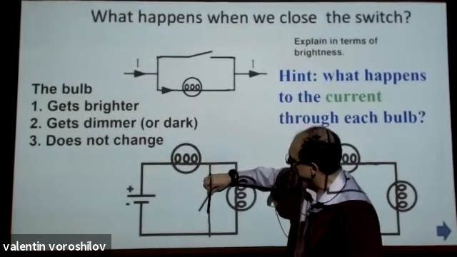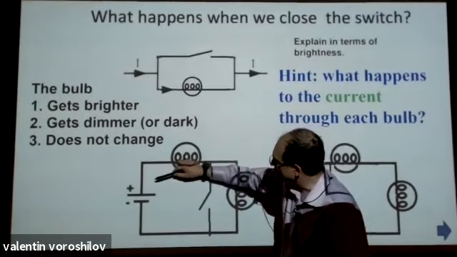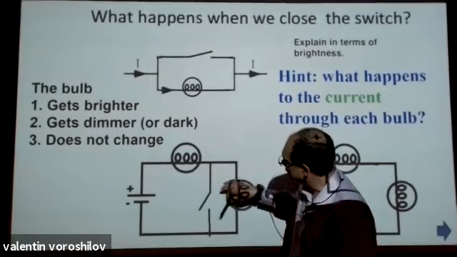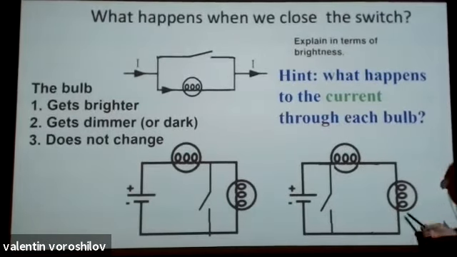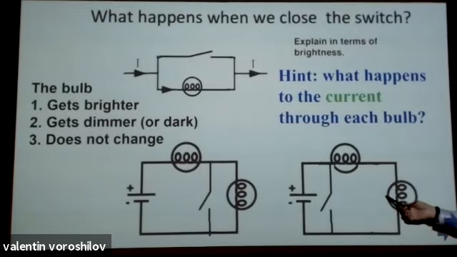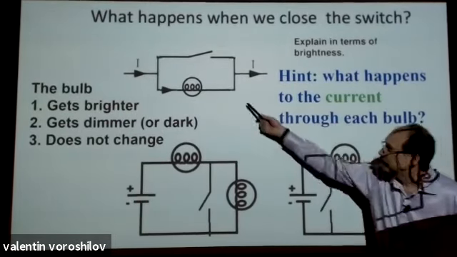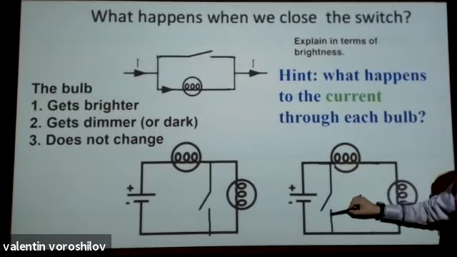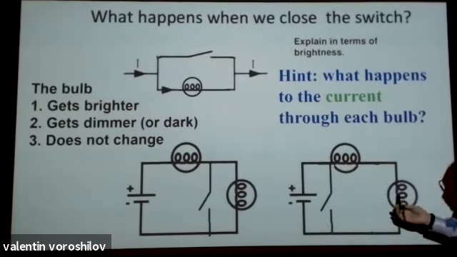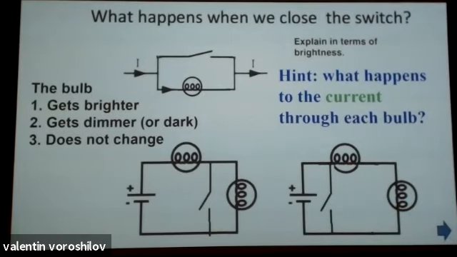If I close the switch here, what's happening? Now all electric current goes like this is dark, this becomes brighter. What's happening here? This situation is identical to that situation. I close the switch, all electric current goes through this switch now, no electric current goes through those bulbs.